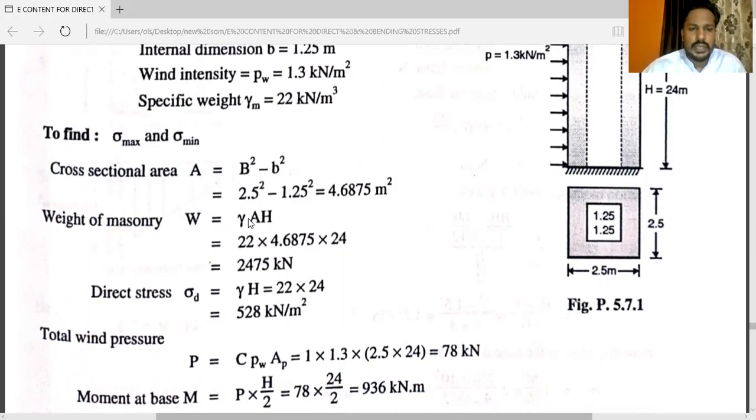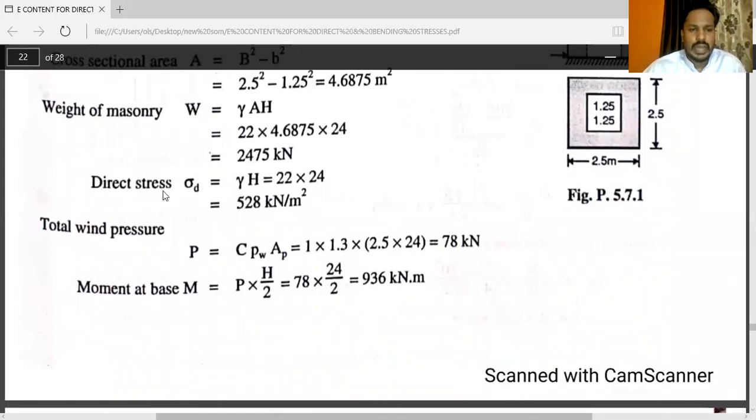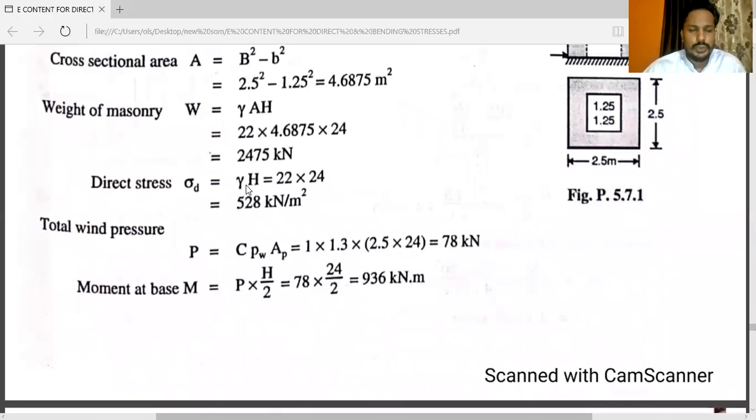Now we know that the formula for weight of masonry is W is equal to specific weight into area into height. Specific weight is given, that is 22. Area we have in meter square. We have the height, that is 24 meter. So the W is 2475 kilonewton. We know that the formula for direct stress is very important: specific weight into height. So 22 into 24, that is height. So direct stress is equal to 528 kilonewton per meter square.